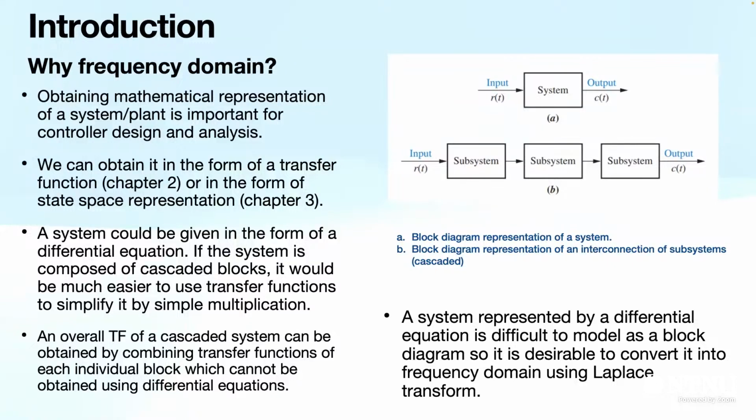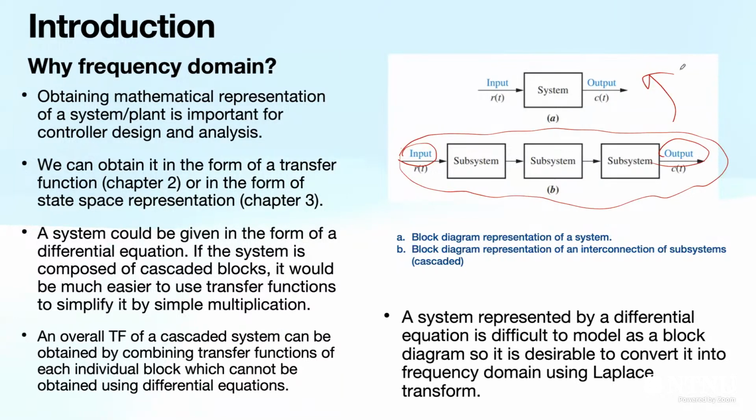An overall transfer function of a cascade system can be obtained by combining the transfer functions of each individual block, which cannot be obtained using a differential equation. As you can see here in this figure, you have a system. We look at B first. This system B is a system which consists of subsystems, right? So if you want to find the overall transfer function, the overall transfer function will be the output divided by the input, assuming zero initial conditions. This is the definition of the transfer function. So in fact, in this case, we can just multiply those subsystems in order to get your system.